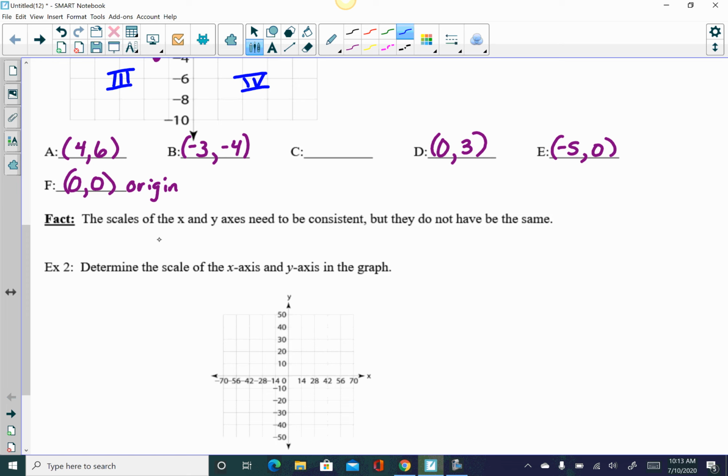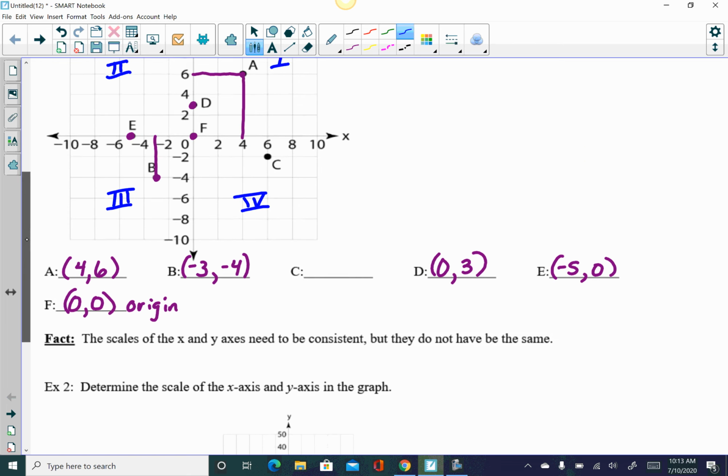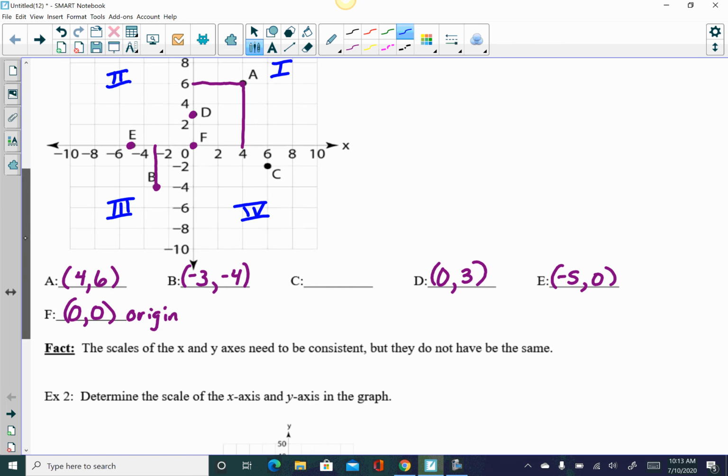The scale of the x and y axis always needs to be consistent, but they don't have to be the same. So you'll notice up here in the coordinate plane above, on the x-axis I counted by 2's, and on the y-axis I counted by 2's. We're just saying here that you have to be consistent, but it also is saying that I could count on the x-axis by 2's, and then I could go here on the y-axis and count by 5's, for example. What you can't do is start counting by 5's and then, oh, now let me count by 10's. That's not legal.